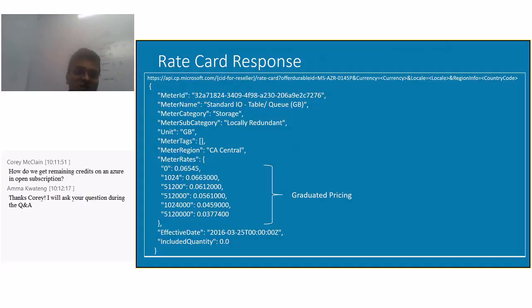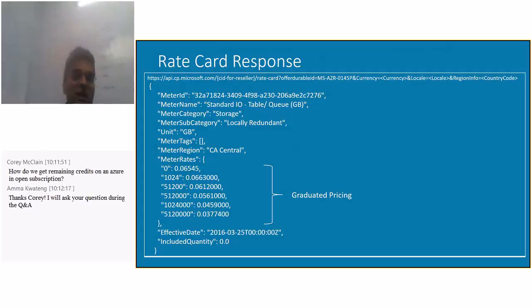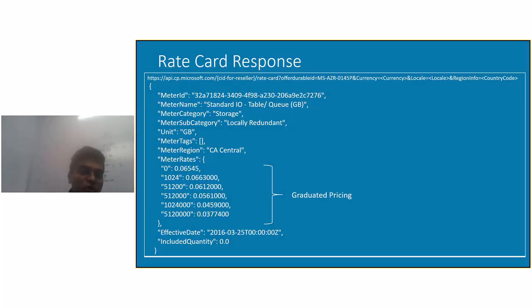The unit tells you what it is, like gigabytes, hours, things like that. The region of the meter is basically where, not the resource being run, but what region the billing ID or the meter is being charged for. So essentially, if your resource is running in Europe, the meter region is Europe in that sense. So essentially, what pricing tier or what regional pricing is getting used. That's what the meter region says.